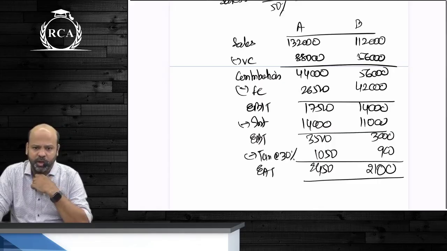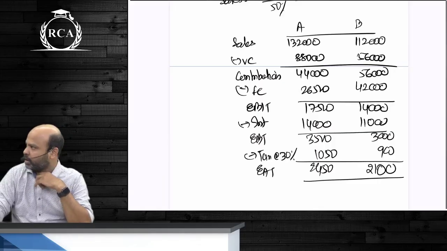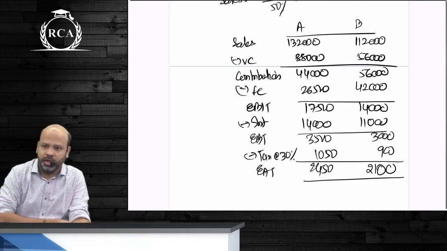Cash break-even point will be cash fixed cost divided by contribution per unit or divided by the amount of PV ratio, guys.